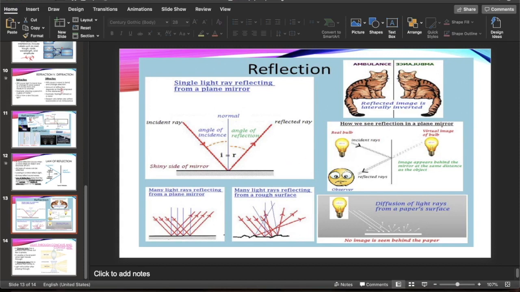Right. So, how can we see reflection in a plane mirror? The image appears behind the mirror at the same distance as the object. You're going to have your real light bulb shining into the mirror, and then through the mirror, through its reflection, you're going to see the reflection of that object. So for diffusion of light rays from a paper's surface, no image is going to be seen behind the paper. It just matters what you're talking about when you're talking about the objects in the medium that it's running through.